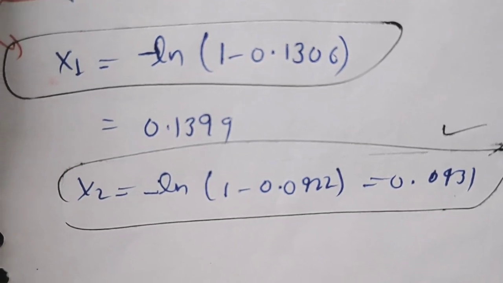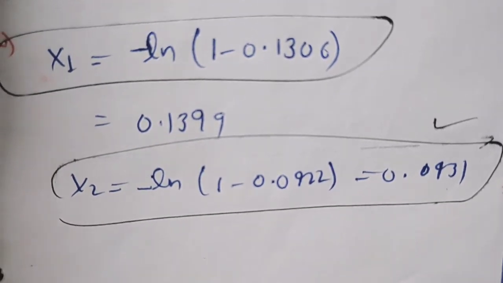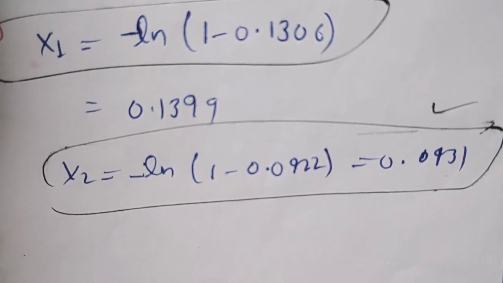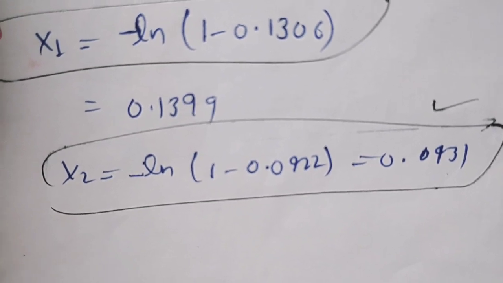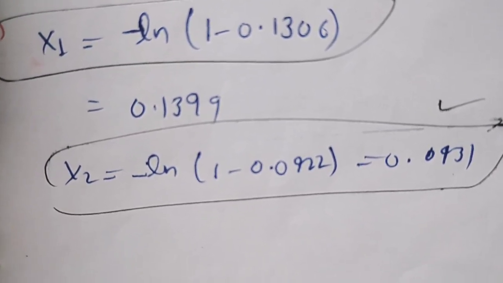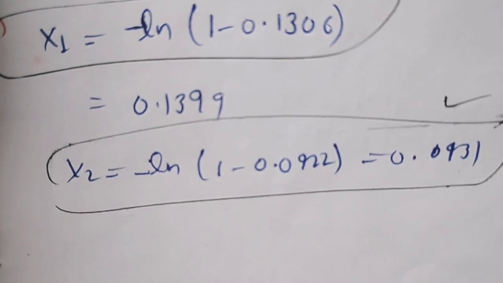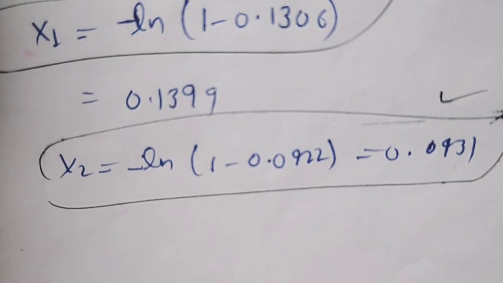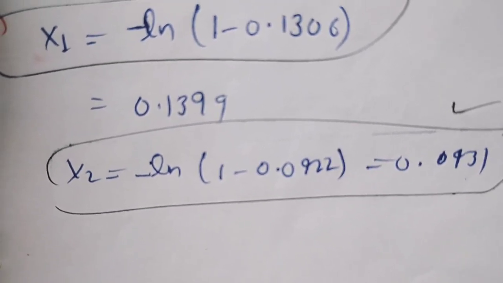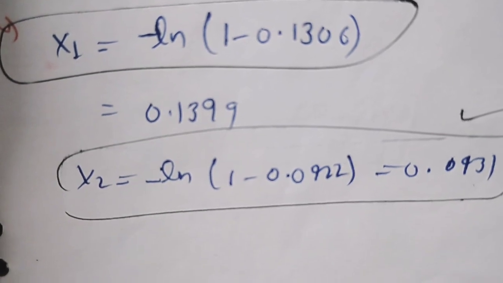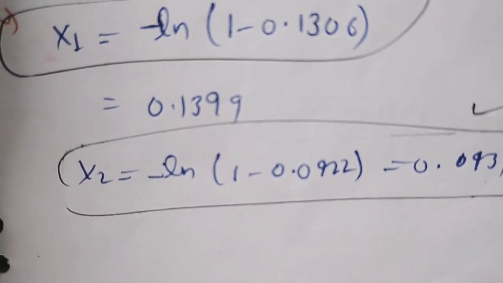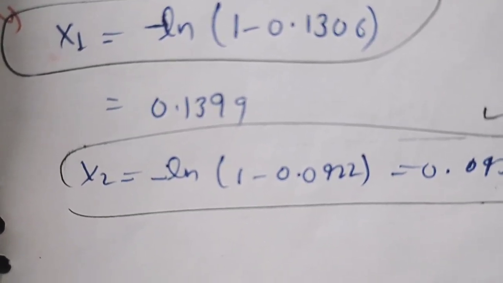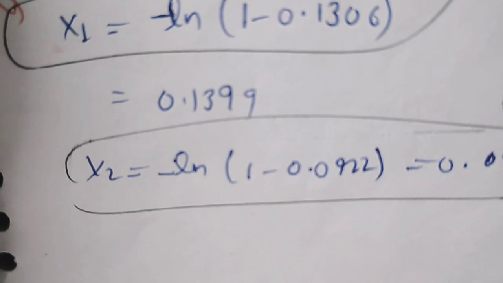I just want to show you that when we take minus ln of (1 minus 0.1306) we get 0.1399, and for x2 when we use minus ln of (1 minus 0.0422) we simply get 0.0431. This is a simple calculation of mathematics. This is how we can calculate x1, x2, x3, x5 and the respective random variates using the exponential random variate generation technique.